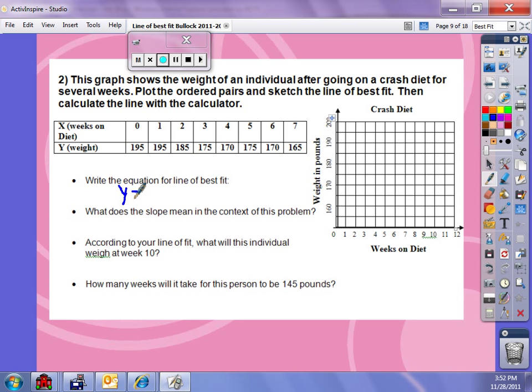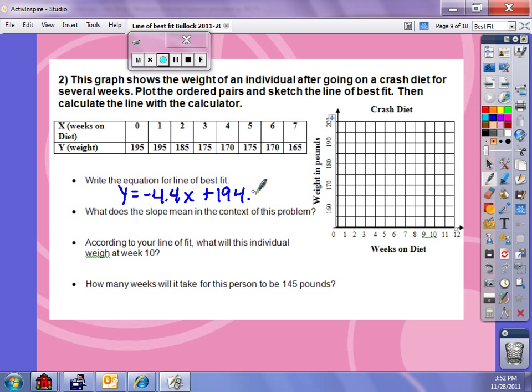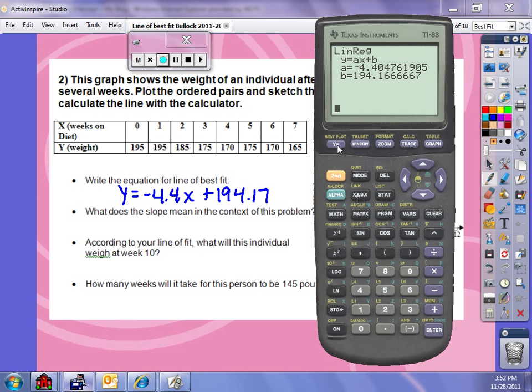So our equation is going to be y equals negative 4.4x plus 194.17. From here, the reason that we went through that whole vars, y vars stuff is because, as you can see, it went into y equals and it's already entered everything into y equals. So now, if I go to my table, for example, all of the weights and all of the stuff are already in here. So this will be helpful for our follow-up questions.